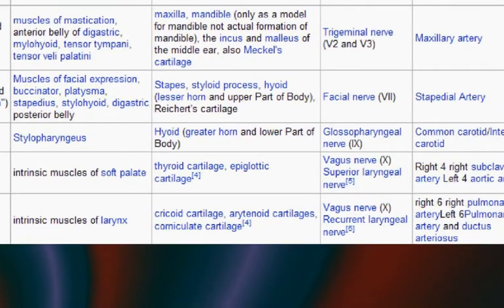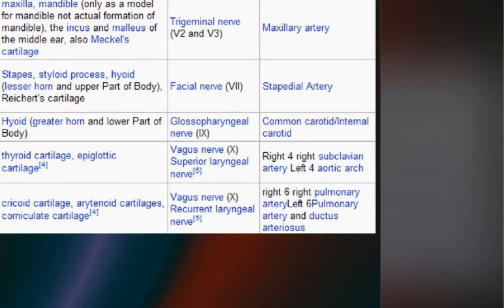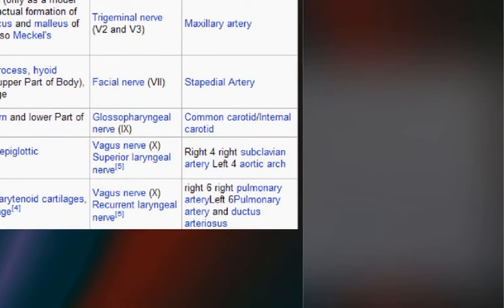Fourth arch, muscular contribution, intrinsic muscles of the soft palate. Skeletal contributions, thyroid cartilage, epiglottic cartilage. Nerve supply from the vagus nerve, which is the 10th cranial nerve, specifically from the superior laryngeal branch of the vagus nerve. Blood supply, the right side from the right subclavian artery, the left side from the aortic arch.